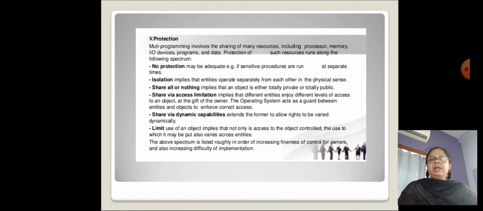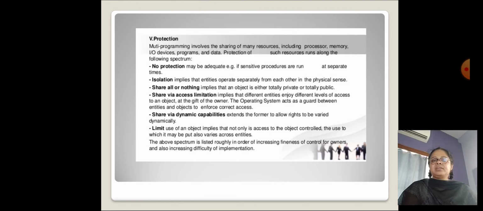Protection. Multiprogramming involves the sharing of many resources, including processor, memory, I/O devices, programs, and data. Protection of such resources runs along the following spectrum. No protection may be adequate, for example, if sensitive procedures are run at separate times.